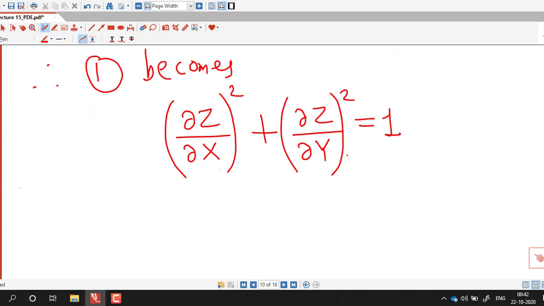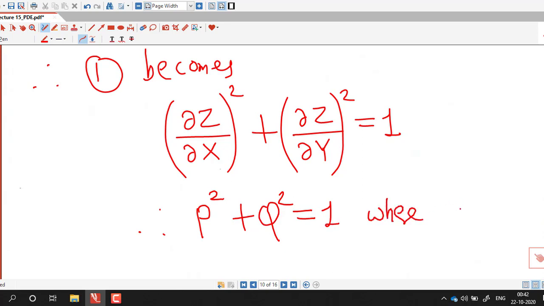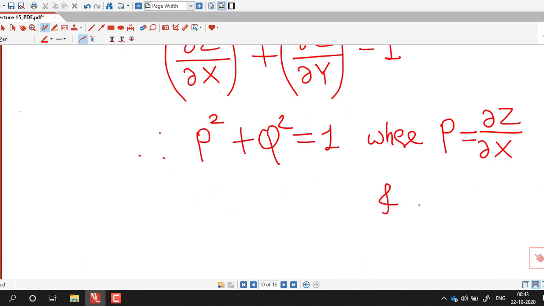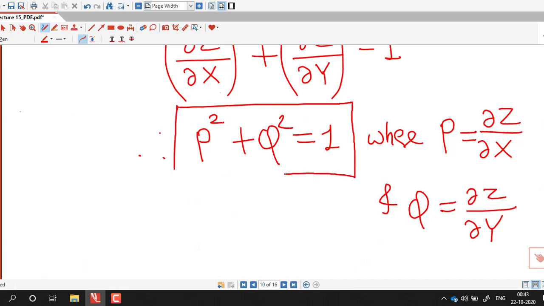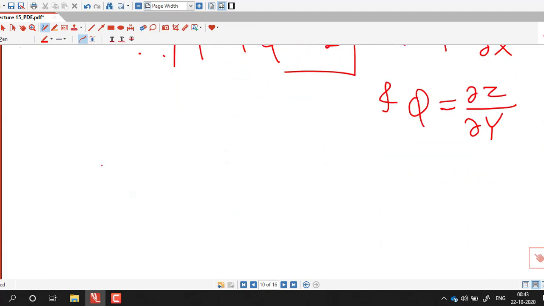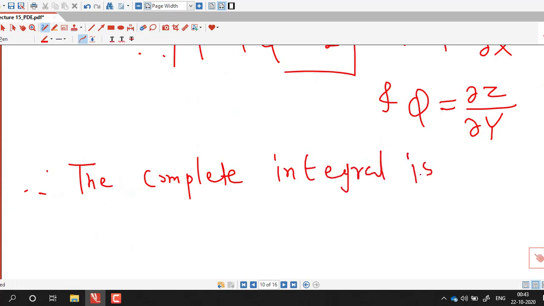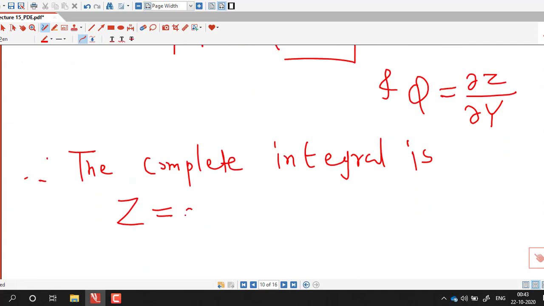So now this contains only partial derivatives with respect to capital X and Y, so that I denote by capital P and capital Q, where capital P is nothing but del capital Z by del capital X and capital Q is nothing but del capital Z by del capital Y. Now to solve this equation, as I discussed, it is in standard form 1, so therefore the complete integral is, instead of small z I have to use capital Z equal to small a into capital X plus small b into capital Y plus c.